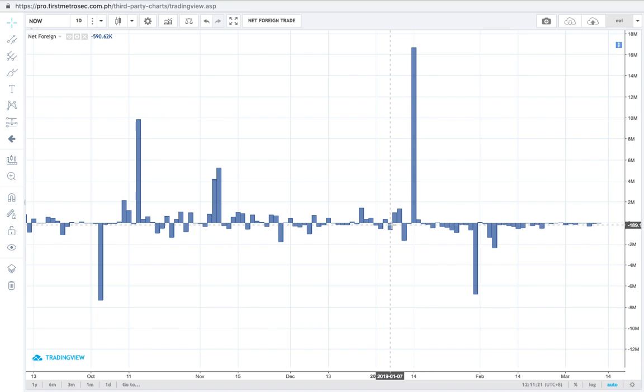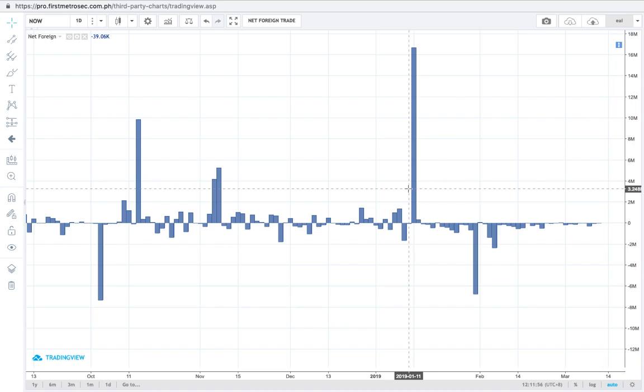They are net foreign sellers. If we include this total net foreign buying amount last January 14, how much was that? It's about 17 million pesos worth of net foreign buying. Now let's take a look at this net foreign selling last January 31. It's only worth about 7 million pesos, so I think it's more or less in a net foreign buying state, but it's not that significant.